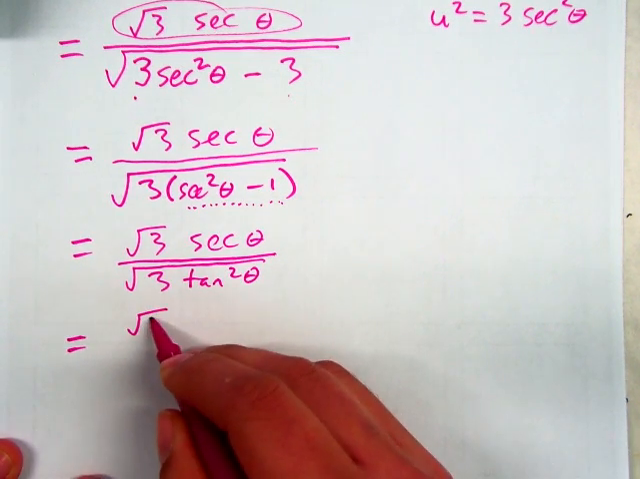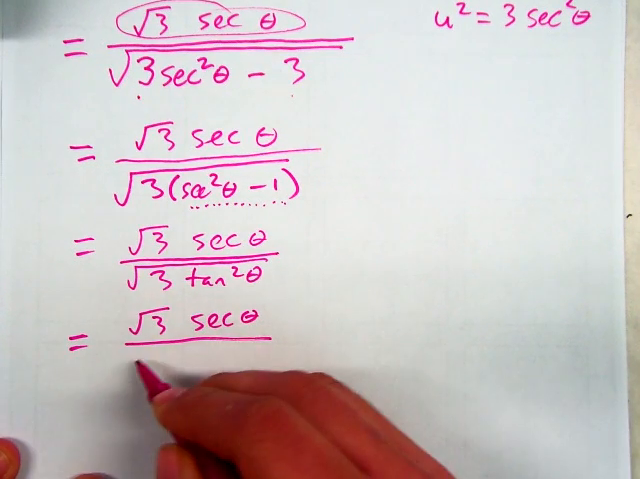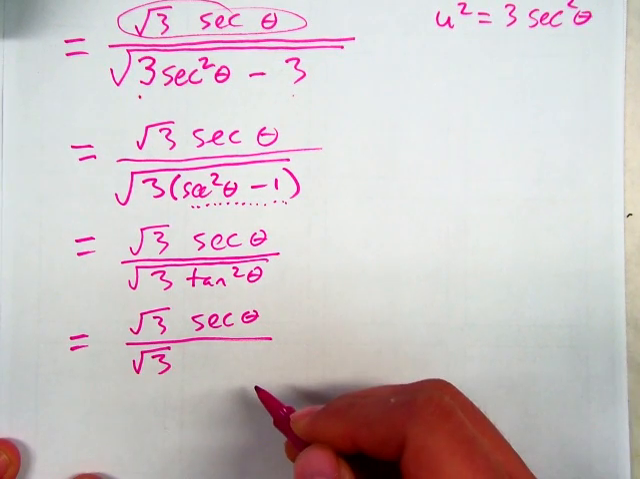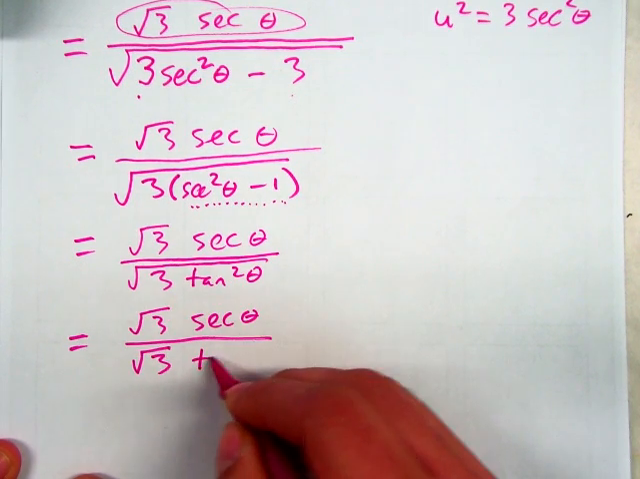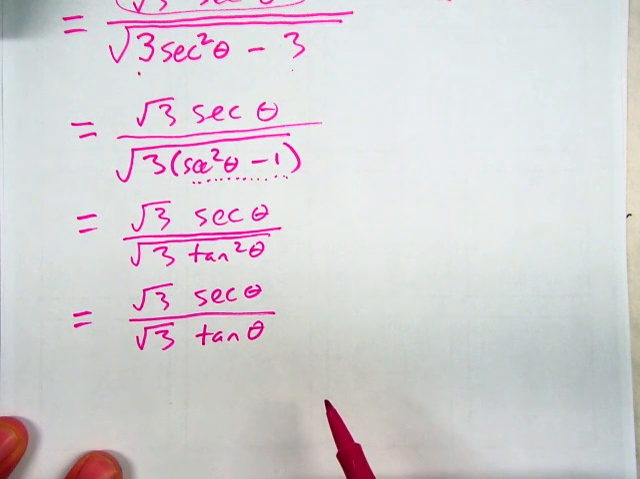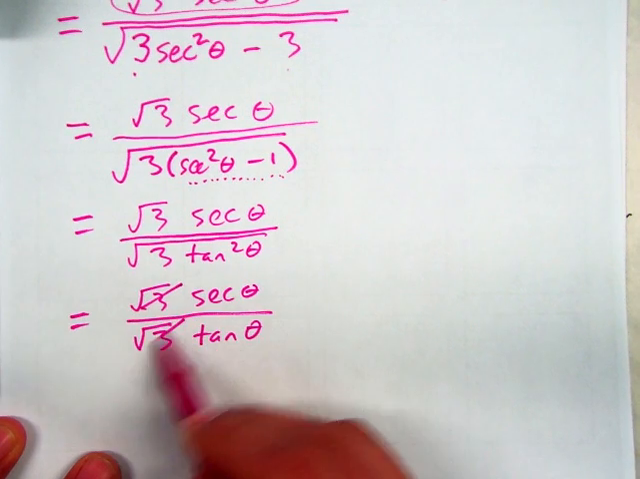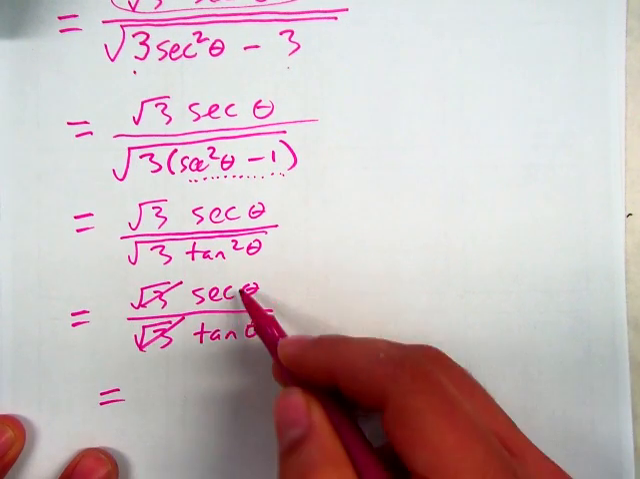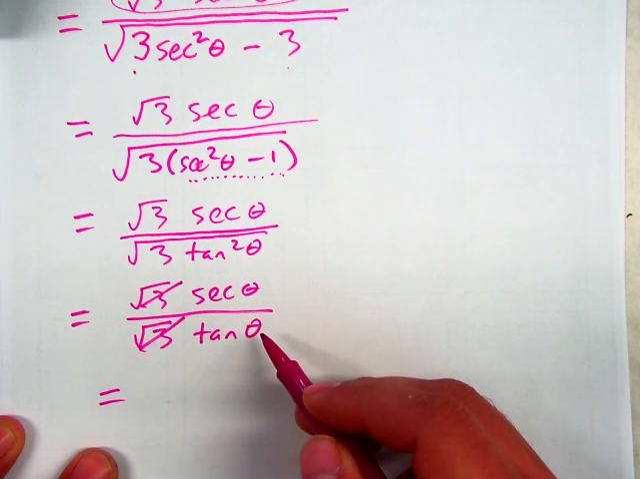And now we square root everything. The square root of 3 is just square root of 3. The square root of tangent squared is tangent. So now what happens? The square root of 3's cancel out. And then now if you don't see it, probably the easiest way to do this is to write everything with cosines and sines and simplify it.